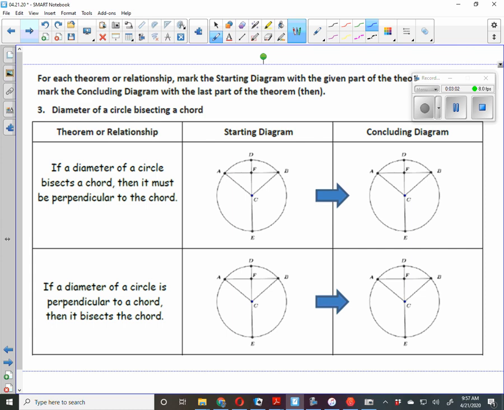They said if the diameter of a circle bisects a chord, then it must be perpendicular to the chord. And they said if we're given this, then over here, then this is a right angle. Down here, if the diameter of a circle is perpendicular, so if this is true, then over here, what has to be true? Well, we know that these two have to be congruent.